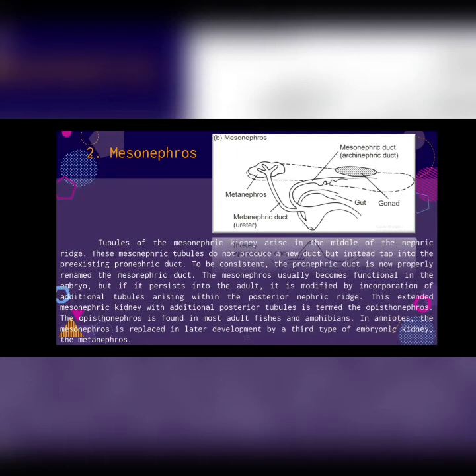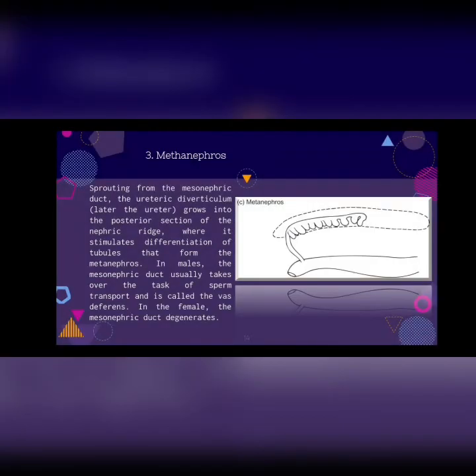In amniotes, the mesonephros is replaced in later development by a third type of embryonic kidney, the metanephros. And the third is metanephros. Sprouting from the mesonephric duct, the ureteric diverticulum, or later the ureter, grows into the posterior section of the nephric ridge, where it stimulates differentiation of tubules that form the metanephros.